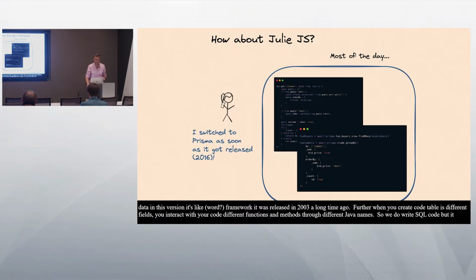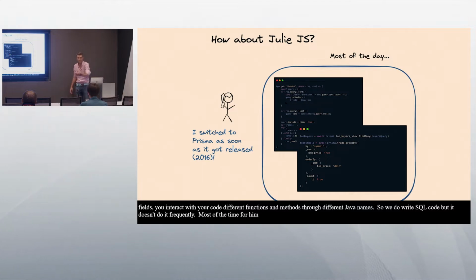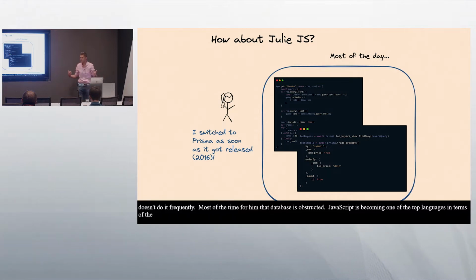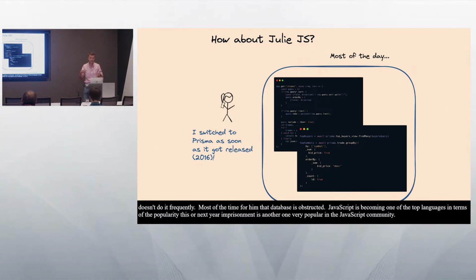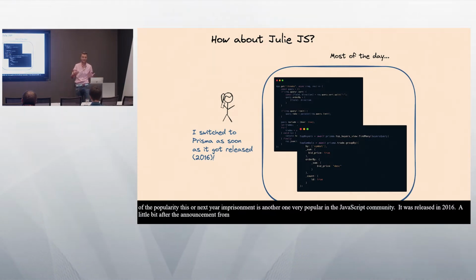Everything is abstracted. In the JavaScript community, and JavaScript is becoming one of the top languages, and I think it overtook Java in terms of popularity this or next year, Prisma is another ORM that is very popular. It was released in 2016, a little bit after the announcement of Amazon Aurora. And again, for Julie Jess, the database is also a collection of different entities in JavaScript in different classes. So this is how they see the database.